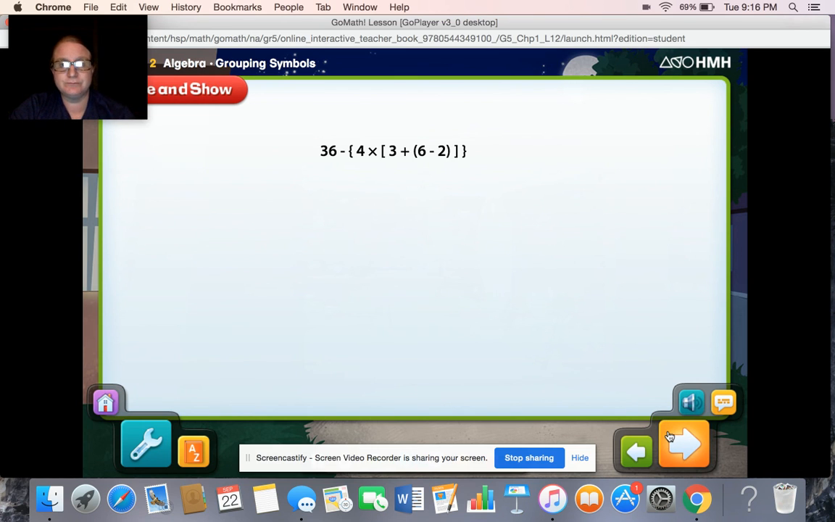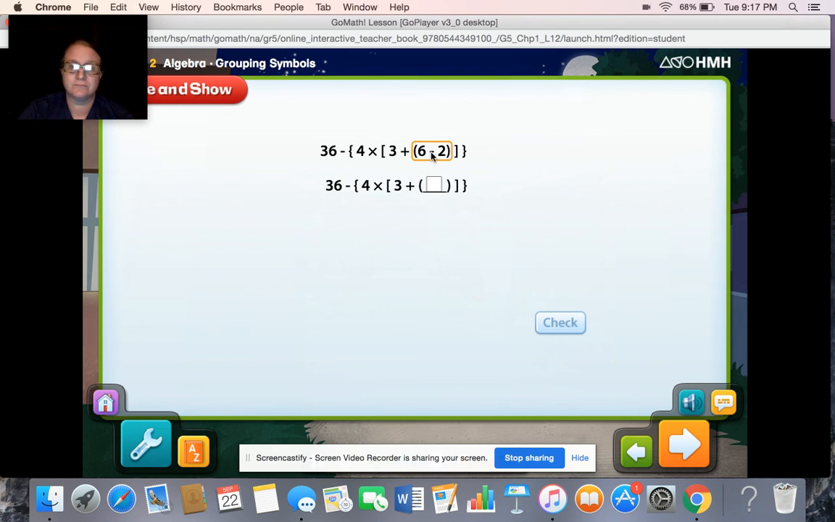Use what you know about the order of operations and grouping symbols to evaluate this problem. Click on the operation you should do first. There's subtract, multiply, add, and subtract. We want to look for the parentheses on the most inside, and that's going to be 6 minus 2. That's right. The parentheses are the innermost grouping symbol, so the operation that's within them is performed first.